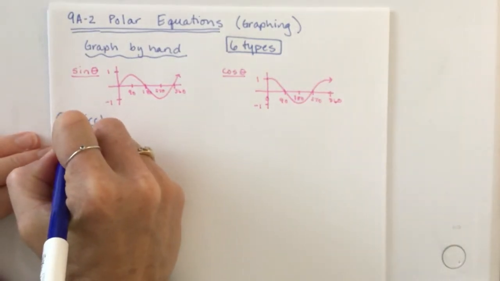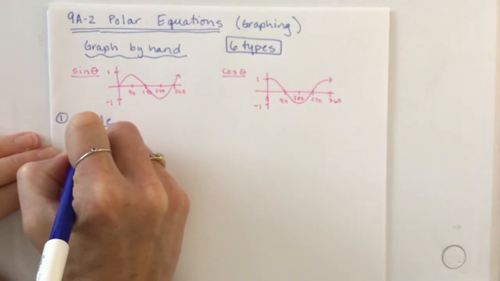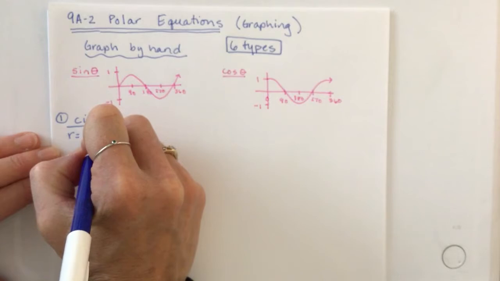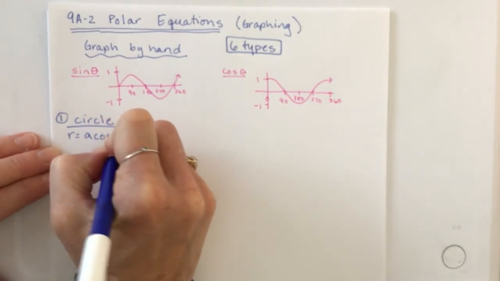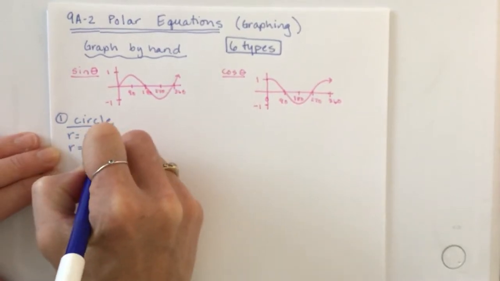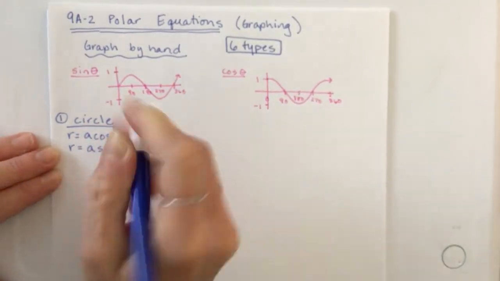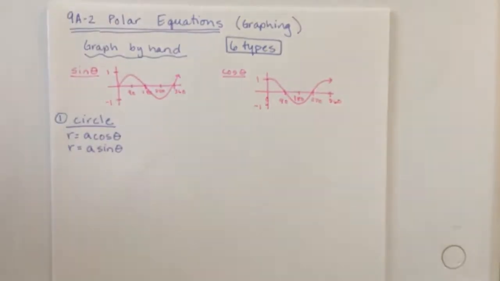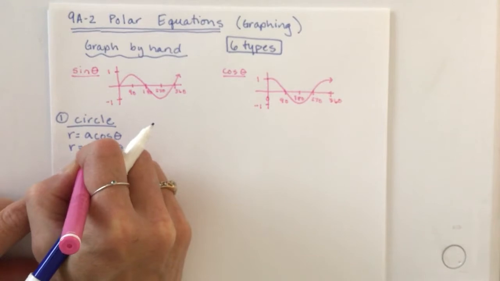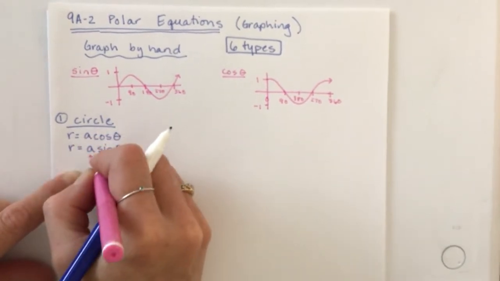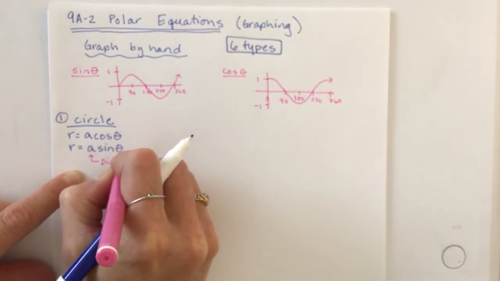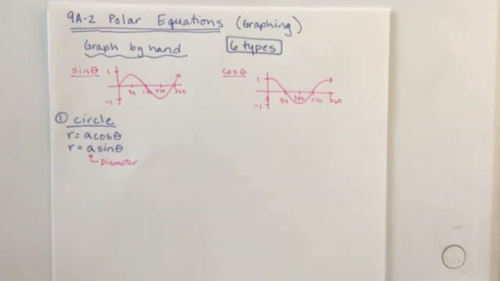But this one will give us a different kind of circle. So we can do r equals a cosine of theta, where a represents any number, you can put in any constant there, or r equals a sine of theta. Both of these will give us a graph that looks like a circle. And this number, instead of being a radius, will be the diameter. So that a becomes the diameter. And I'll show you why that is.